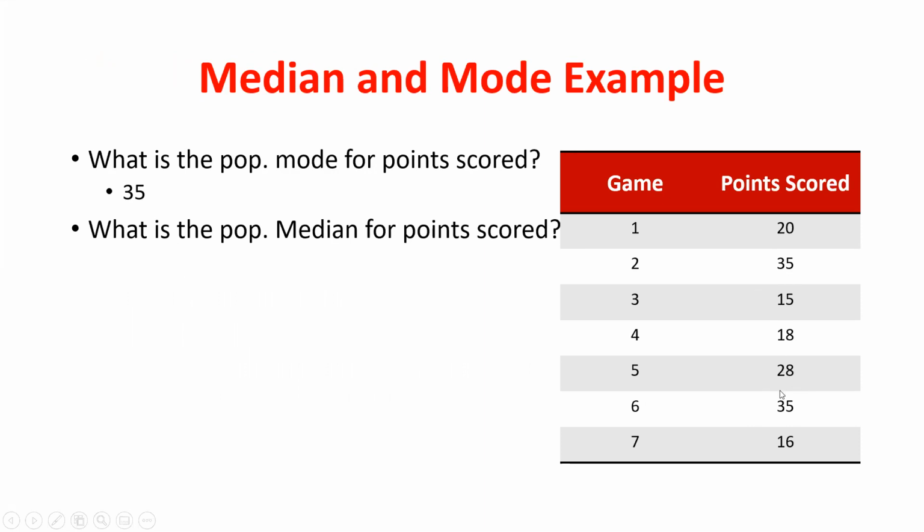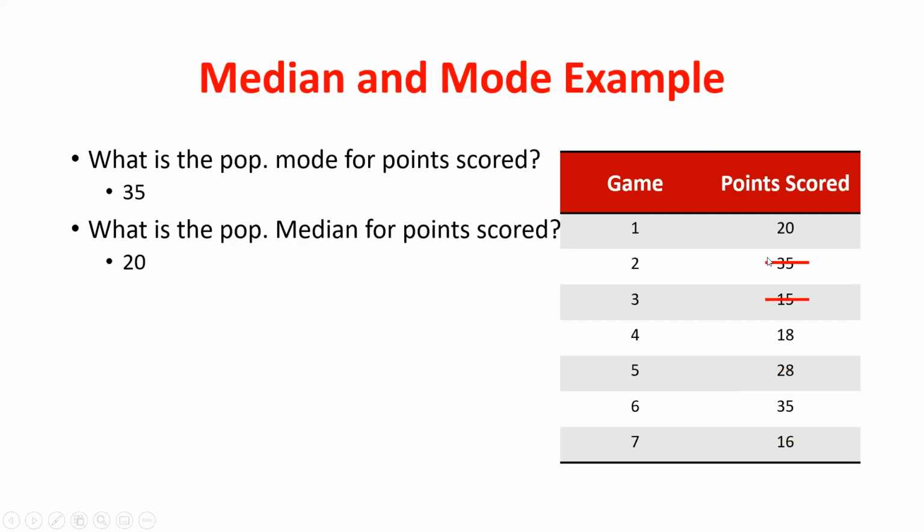Well, here I don't have them arranged from smallest to largest, but in a small enough data set, I can probably look through it quick and do that. So cross off the lowest, which looks like is 15. Cross off the highest, which is 35. Cross off the next lowest, which is 16, next highest, which is 35. Cross off the next lowest, which is 18, next highest, which is 28. And I'm left with the value that's exactly smack dab in the middle.